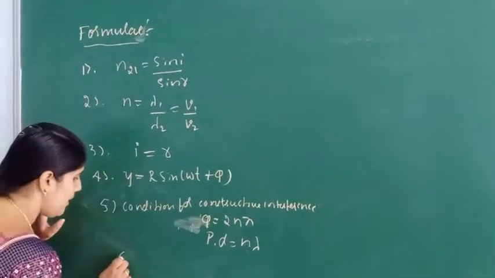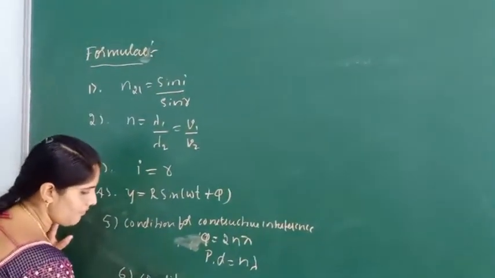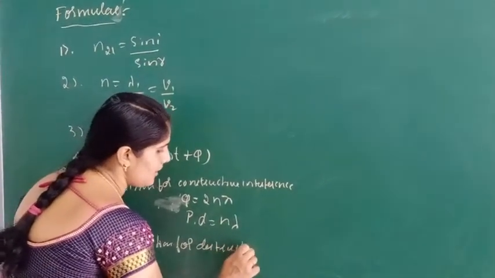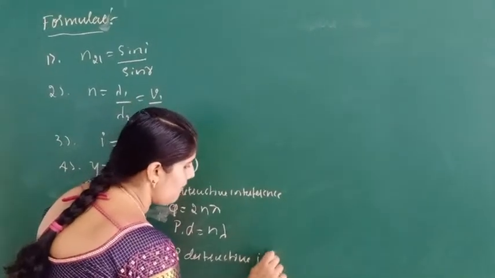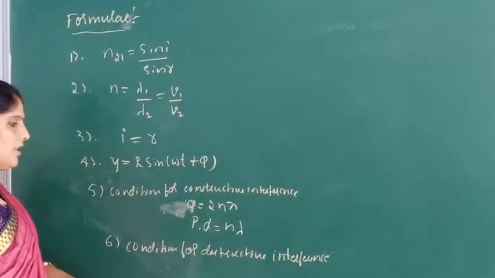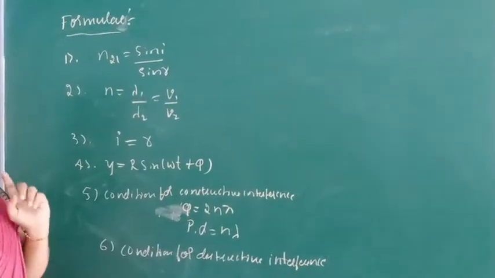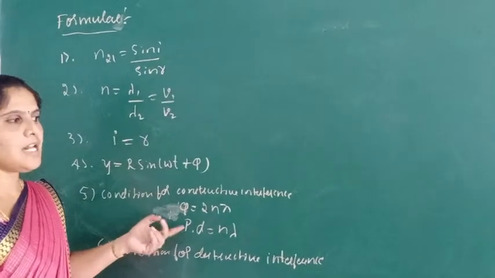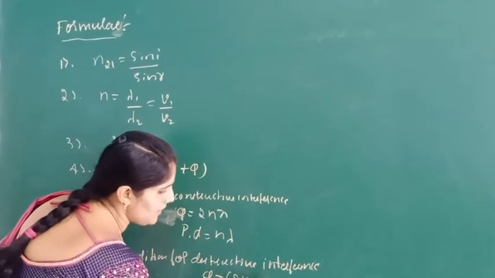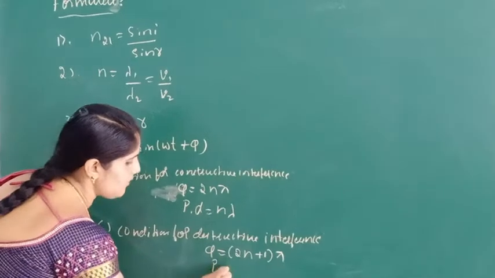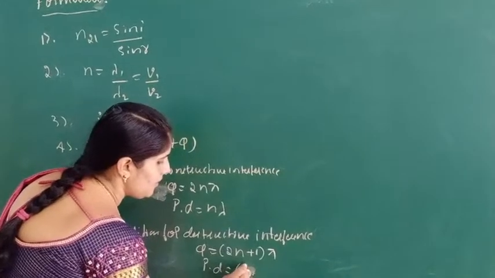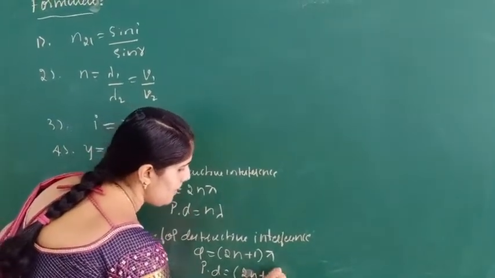Again, we have to write the condition for destructive interference. Destructive interference is found when the trough of one wave falls on the trough of another wave, or the trough of one wave falls on the crest of another wave. For this, there are also two conditions: one for phase difference, another for path difference. For phase difference, phi is equal to (2n plus 1) pi. And for path difference, it is equal to (2n plus 1) lambda by 2.